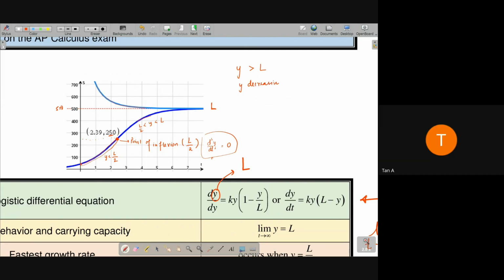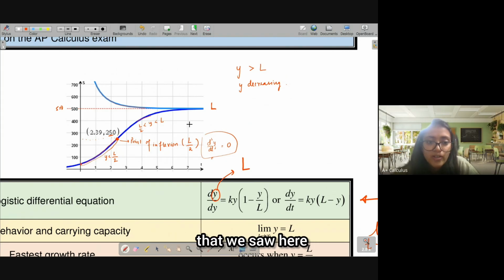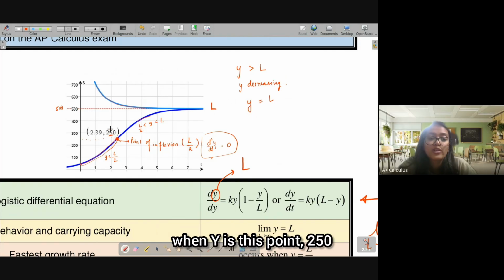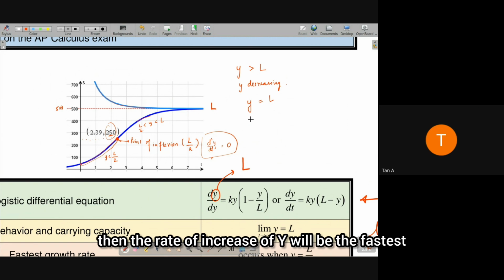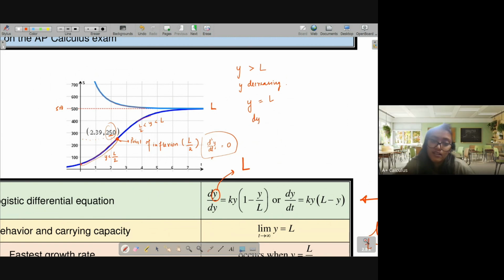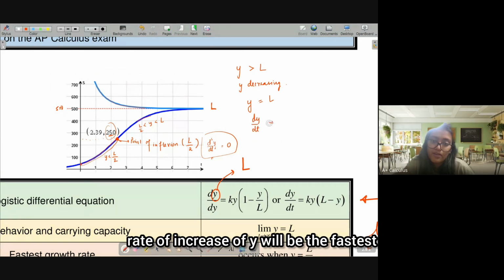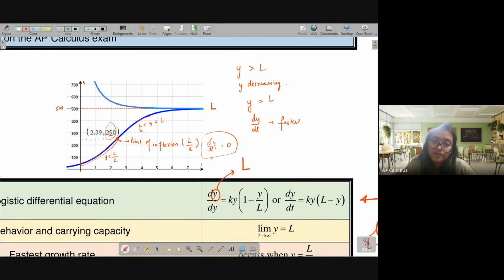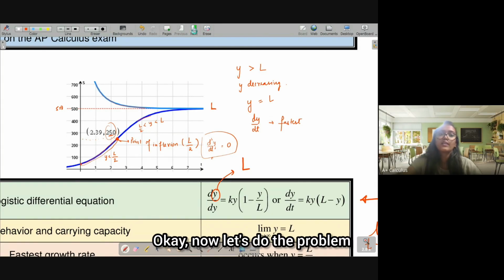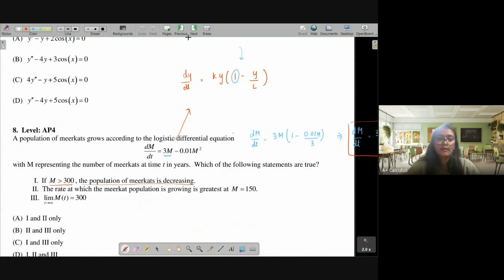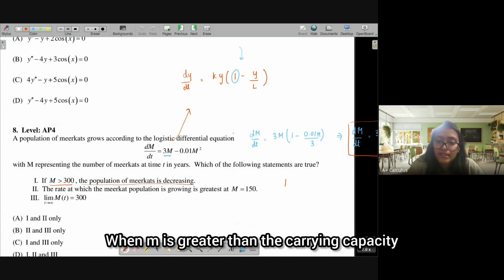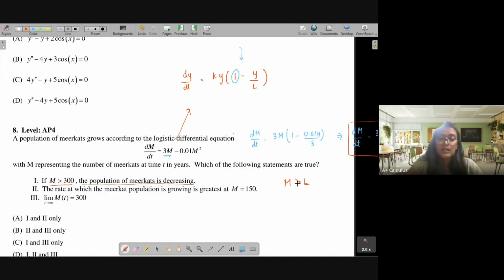What are the other things that we saw here? When Y is exactly equal to L, or at this point, 250, the rate of increase of Y will be the fastest. Okay, now let's do the problem. So the first statement is correct. When M is greater than the carrying capacity, when M is greater than L, the population will decrease.